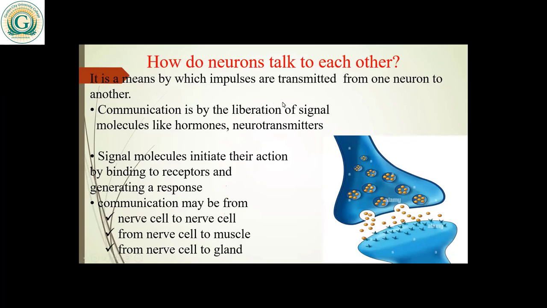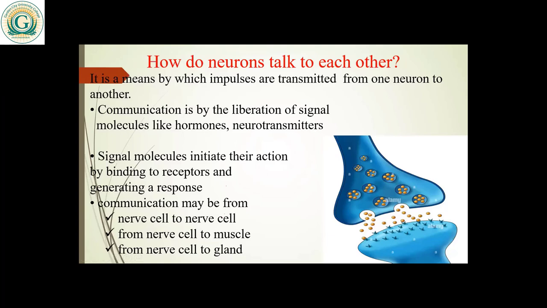So communication is by the liberation of signal molecules like hormones and neurotransmitters. We have different kinds of hormones and different kinds of neurotransmitters and what they do in terms of transmission of a particular impulse. Signal molecules initiate their action by binding to receptors and generating a response. So when an impulse is traveling from this neuron to the second neuron, neurotransmitters will be released from neuron one into the space. And these neurotransmitters will bind to their receptors on neuron two. These receptors are proteins found in the cell membrane of the neuron.